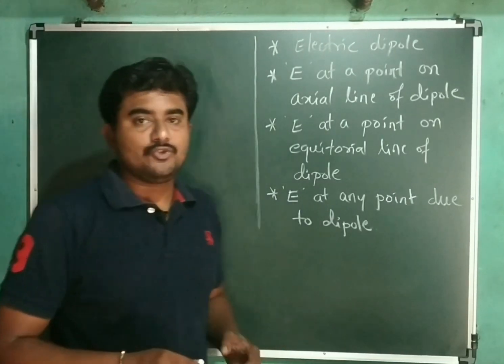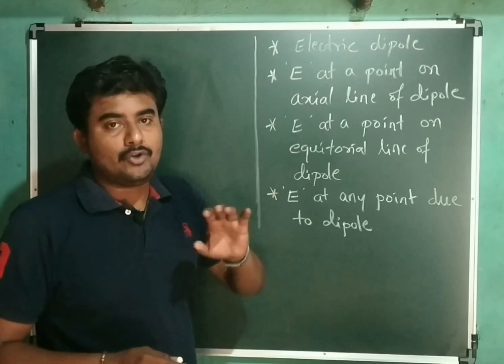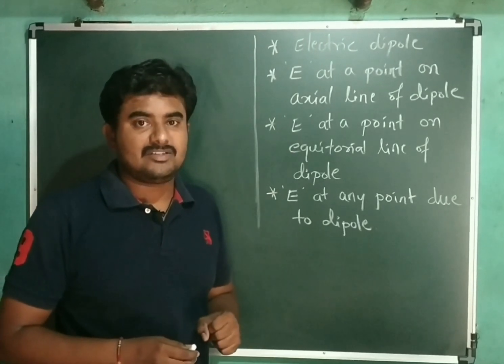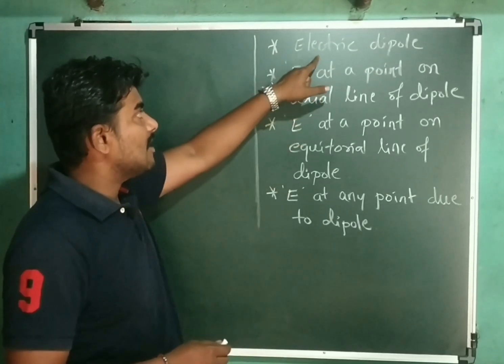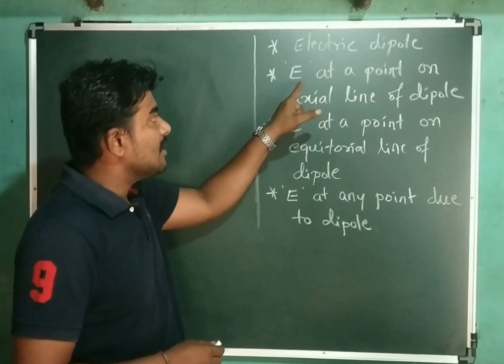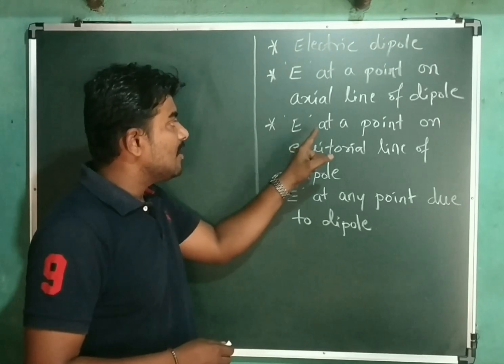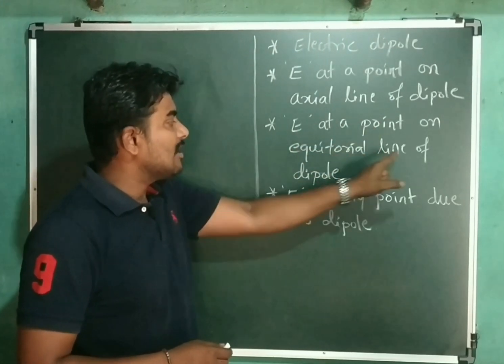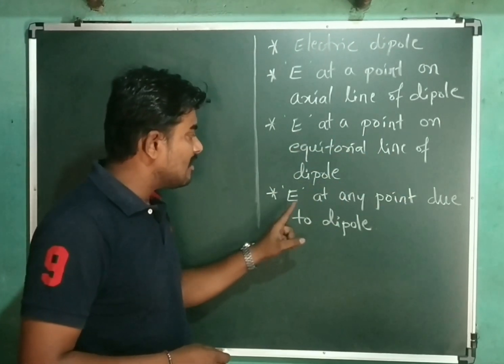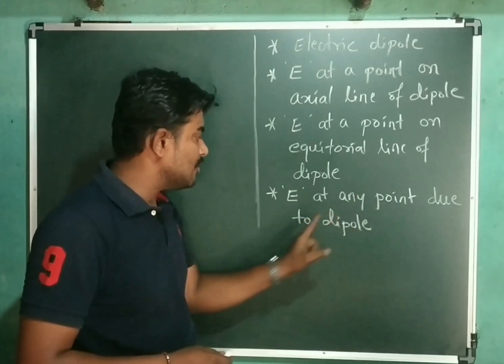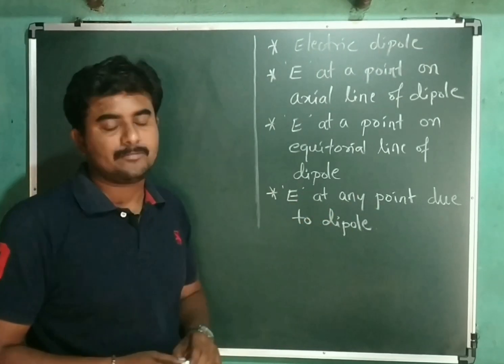Today our discussion is going to involve some of the important topics of electric charges and fields, and they are electric dipole, electric field intensity at a point on the axial line of a dipole, electric field at a point on the equatorial line of a dipole, and electric field intensity at any point due to a dipole. This is a general case.